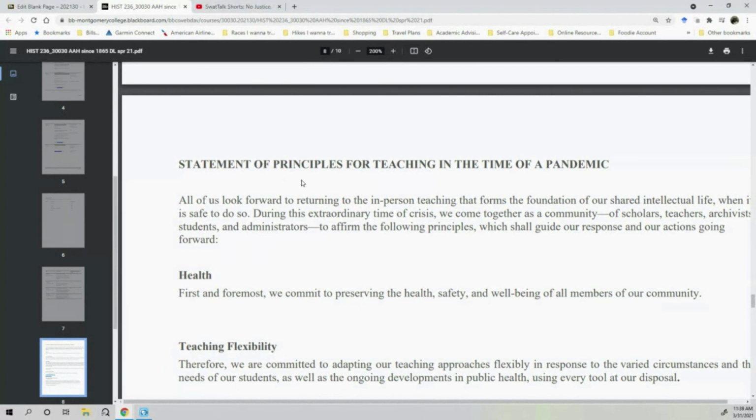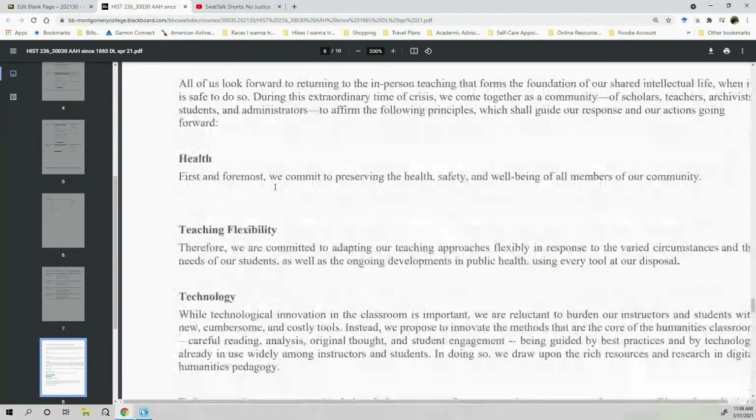During this extraordinary time of crisis, we come together as a community of scholars, teachers, archivists, students, and administrators to affirm the following principles, which shall guide our response and actions going forward. I want you to take care of your health and your family members' health first and foremost.